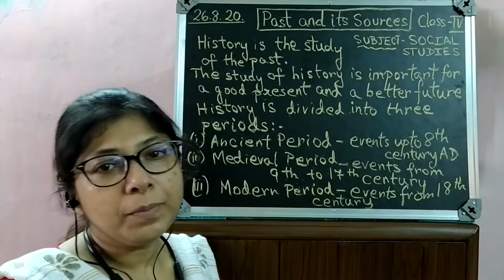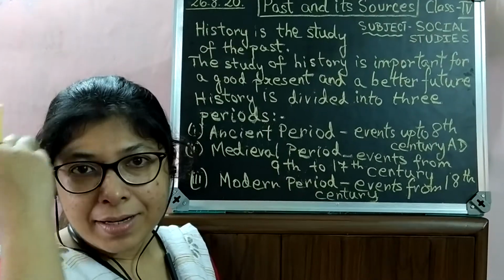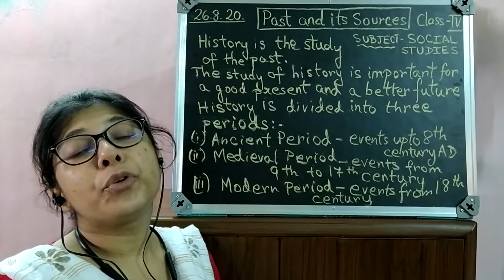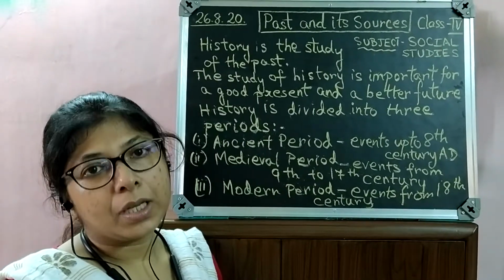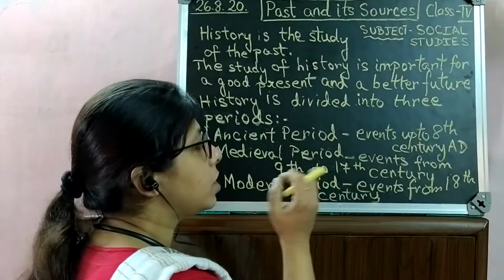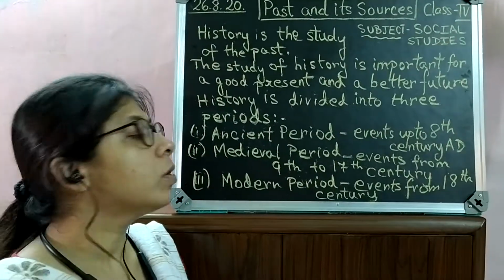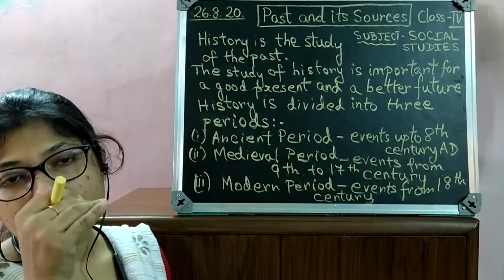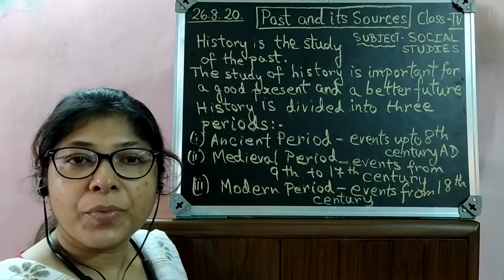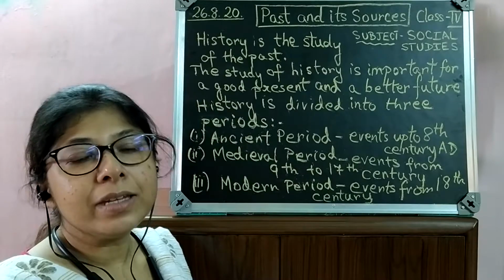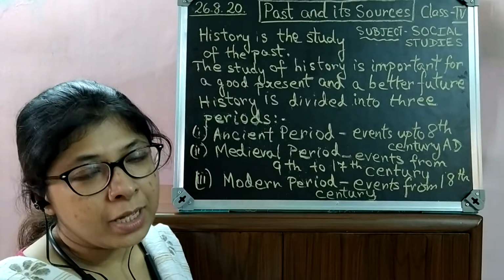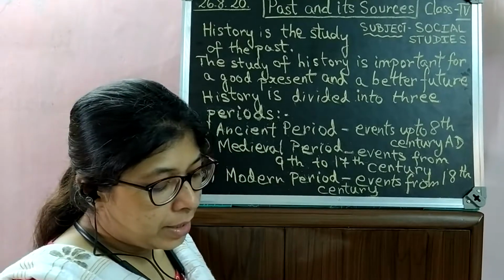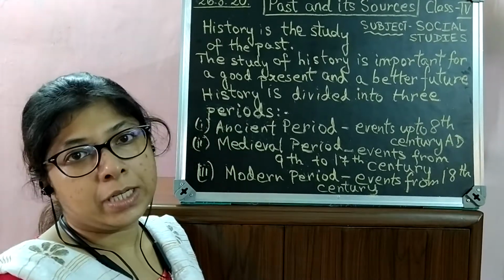It talks about the rise of the Mughal dynasty, and the entry of the British rulers in India. The third is the modern period. The modern period talks about the events from the 18th century till date. It talks about the entry of the British rulers in India and their hold upon India, and it mainly shows the British rule in India.